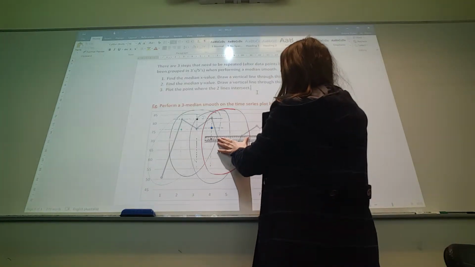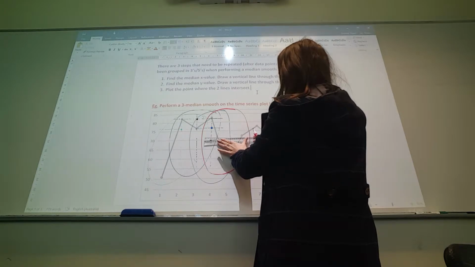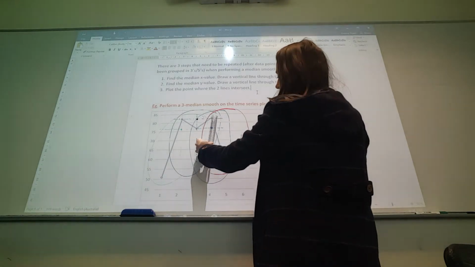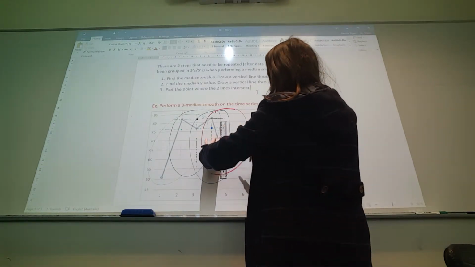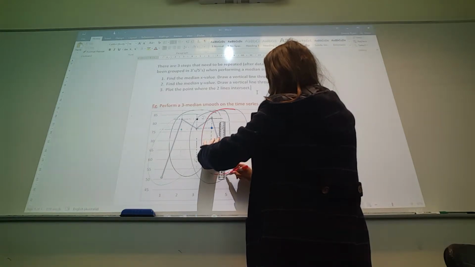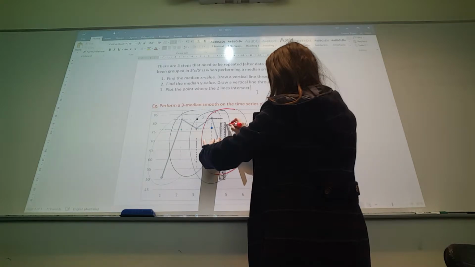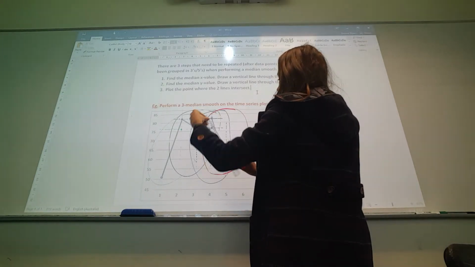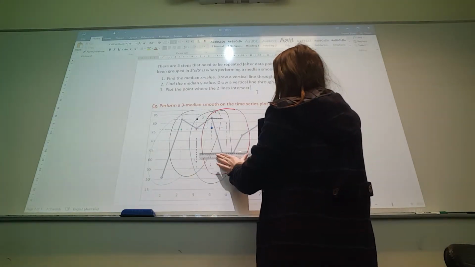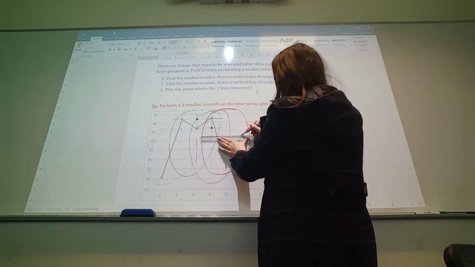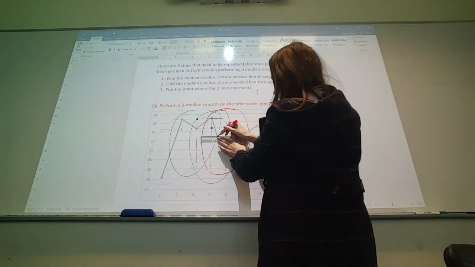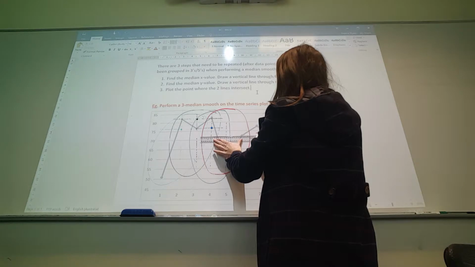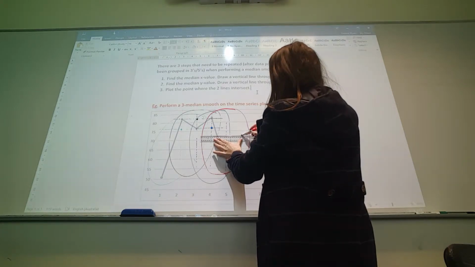So go up to the second. Oh, sorry, I was meant to go across first. That's fine. So I go across to the second. Go up to the second. I'm just drawing the ruler then and not on the board at all.